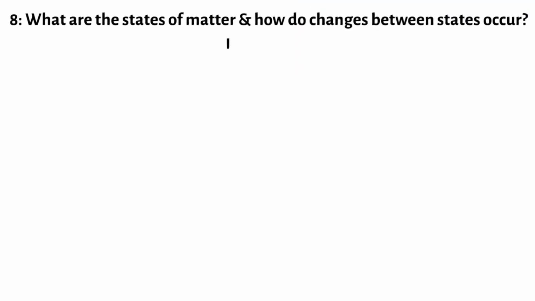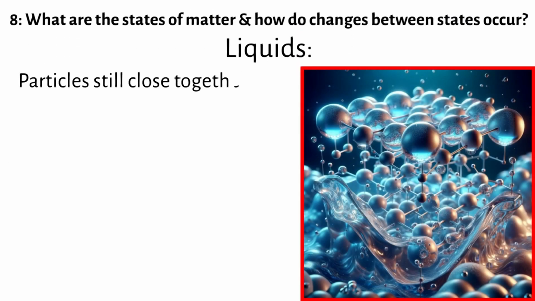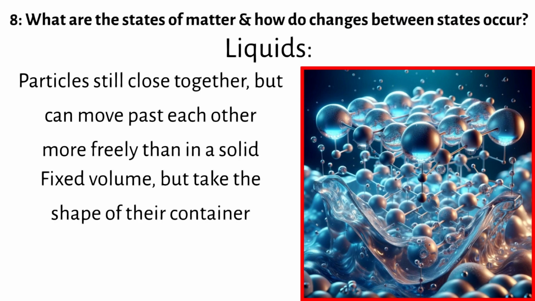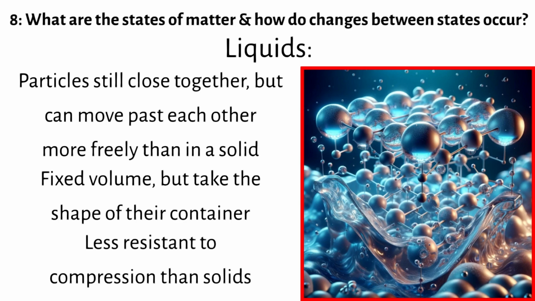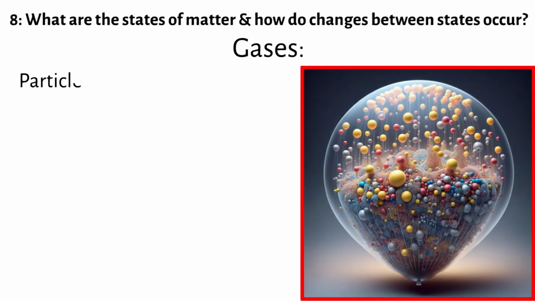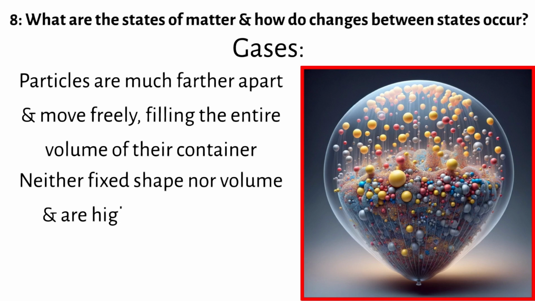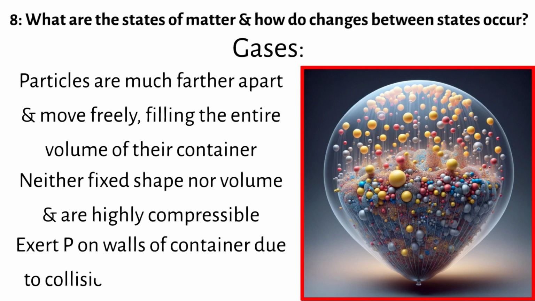In a liquid, particles are still close together but can move past each other more freely than in a solid. Liquids have a fixed volume but take the shape of their container. They flow and are less resistant to compression than solids. In a gas, particles are much farther apart and move freely, filling the entire volume of their container. Gases have neither fixed shape nor volume and are highly compressible. They exert pressure on the walls of their container due to the collisions between the particles and their container walls.